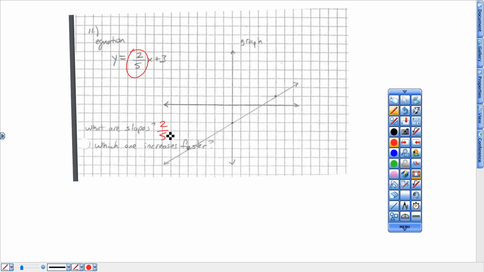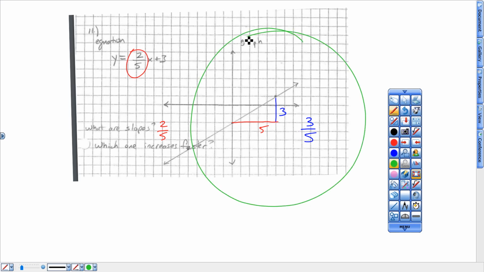This graph, if I look at it, looks like it's going right 1, 2, 3, 4, 5, up 3. So if I write that slope, that is 3/5, and I can see 3/5 is faster. Graph has a steeper slope, or has a bigger slope, a bigger rate of change.